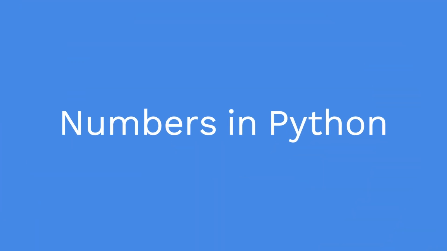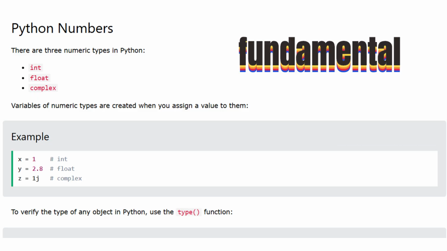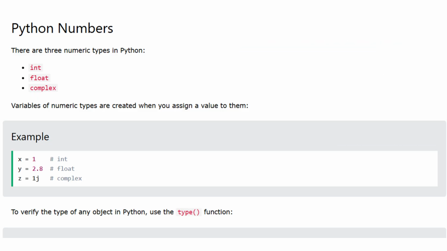Hello everyone. In this session, we will explore how to handle numeric data in Python, which is a fundamental aspect of programming. Numbers in Python are commonly represented using two main types, integers and floating point numbers, also known as floats. Understanding the difference between these two data types is essential for performing calculations and building efficient programs.